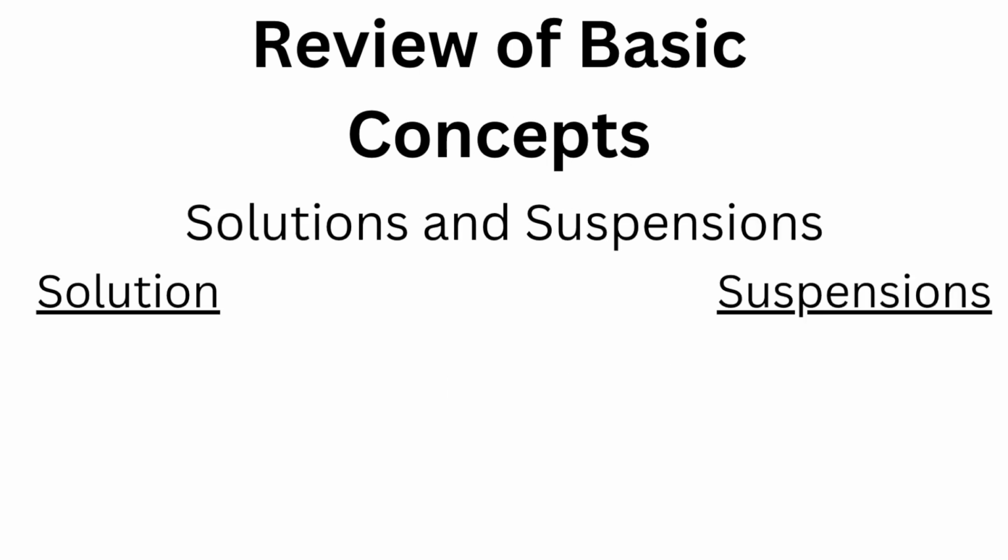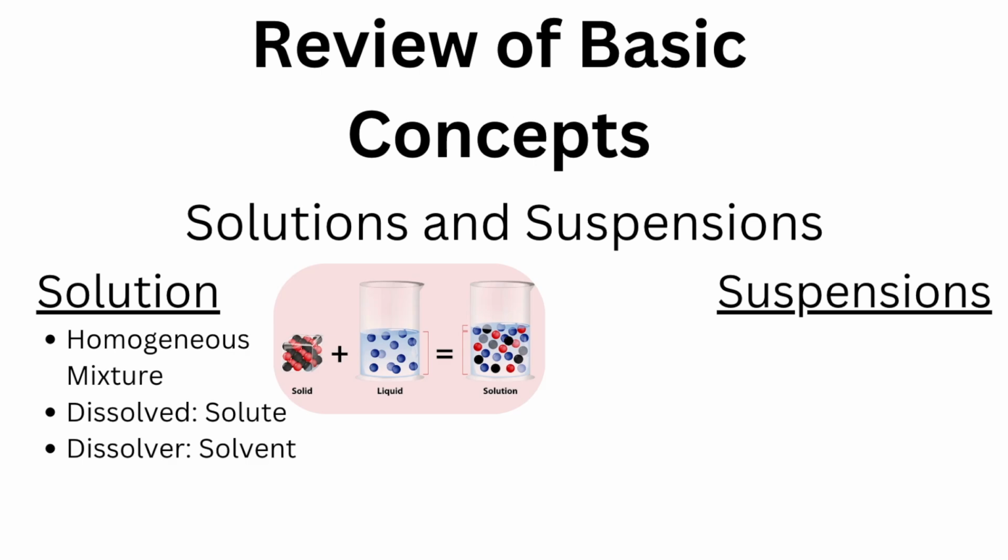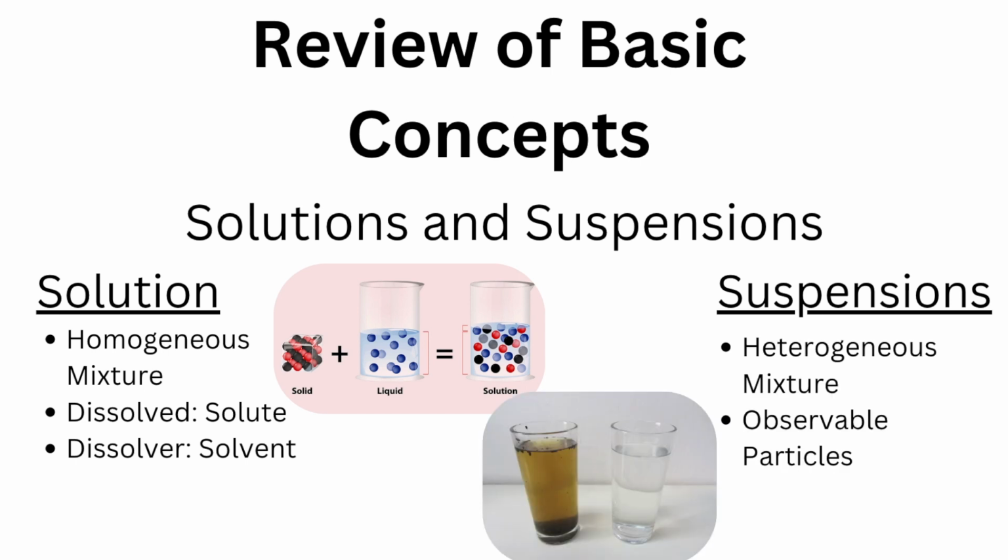Solutions and suspensions. A solution is a homogeneous mixture which has particles within it that aren't bonded like a compound but are so small that you can't see them. The dissolved substance is called the solute and the liquid is the solvent, whereas a suspension is a heterogeneous mixture where the particles are big enough to be seen.